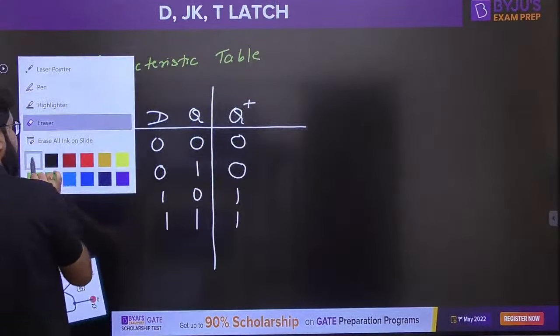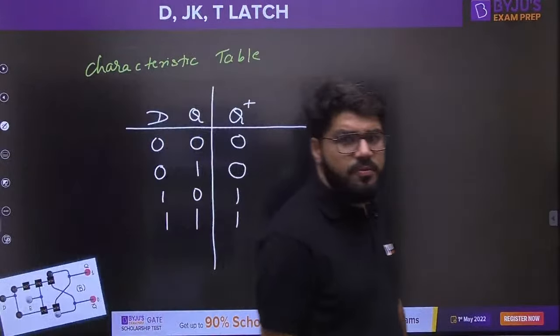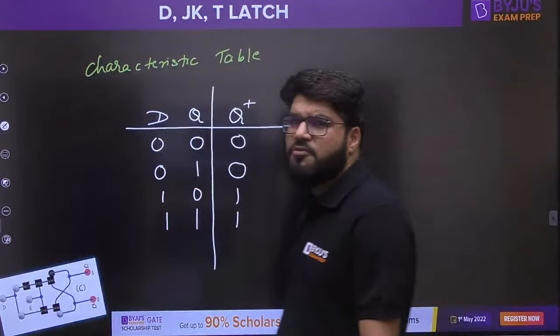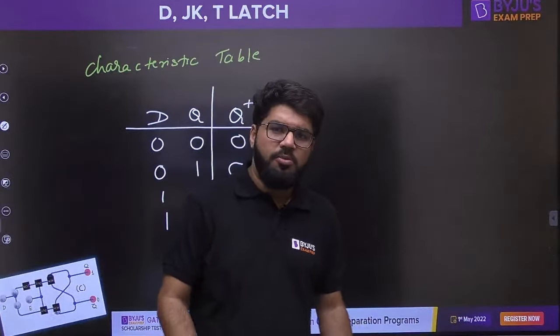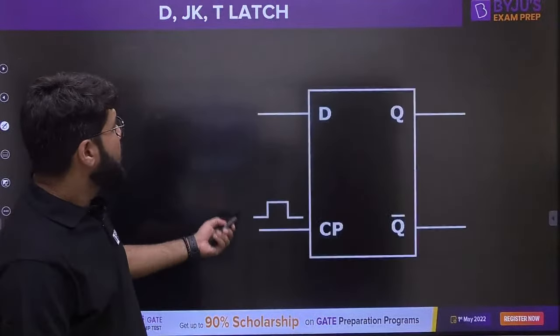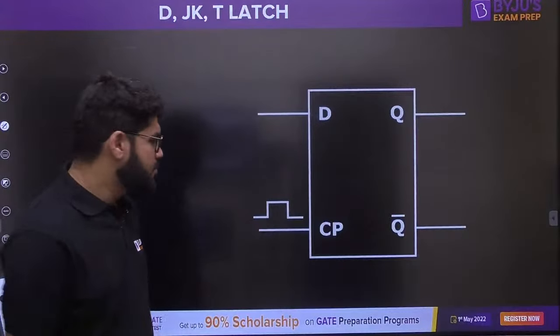That is the next state, the characteristic table also. So the D flip flop is just a small modification in the SR latch. The D latch is just a small modification in the SR latch. Completed. This is the graphic symbol we know.